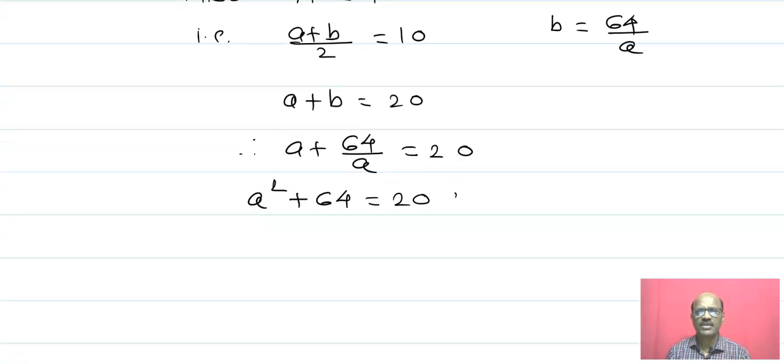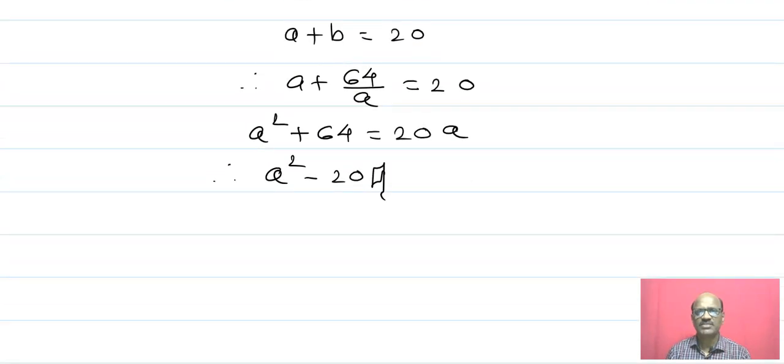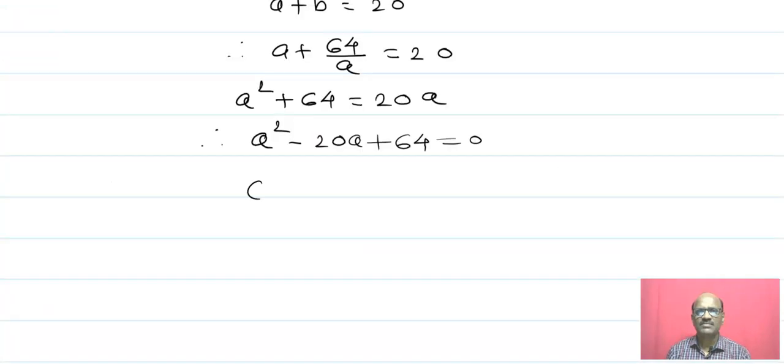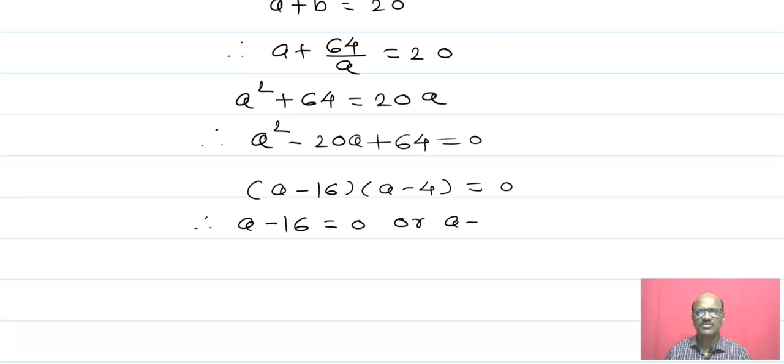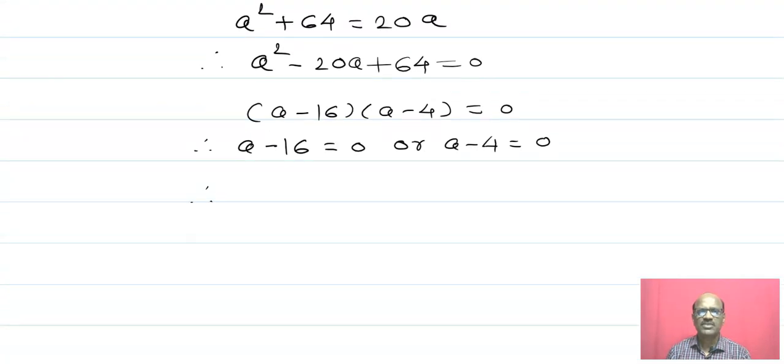Multiply on both sides by A. Therefore, you will get A square plus 64 is equal to 20A. Therefore, A square minus 20A plus 64 is equal to 0. Therefore, (A minus 16)(A minus 4) equals 0. Therefore, A minus 16 is equal to 0 and A minus 4 is equal to 0. A is equal to 16 or A is equal to 4.